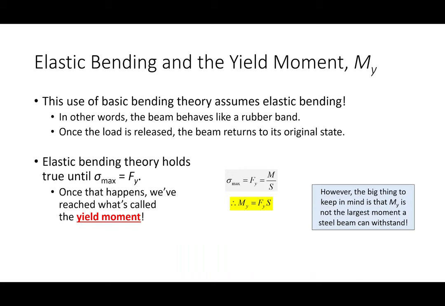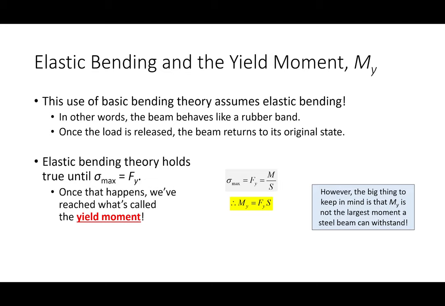And so we'll say, okay, let's set this equal to Fy. And if Fy equals M over S, let's solve for M, and M is what we're going to call the yield moment, okay? The yield moment being the yield stress times the section modulus. In other words, this is the maximum amount of moment that I can put on the beam and assume it's going to behave elastically, assume it's going to behave like a rubber band, okay?